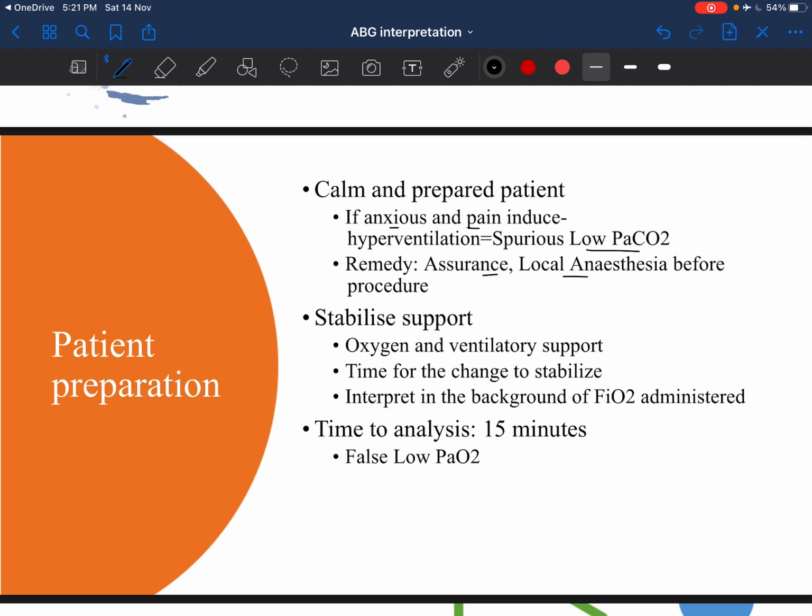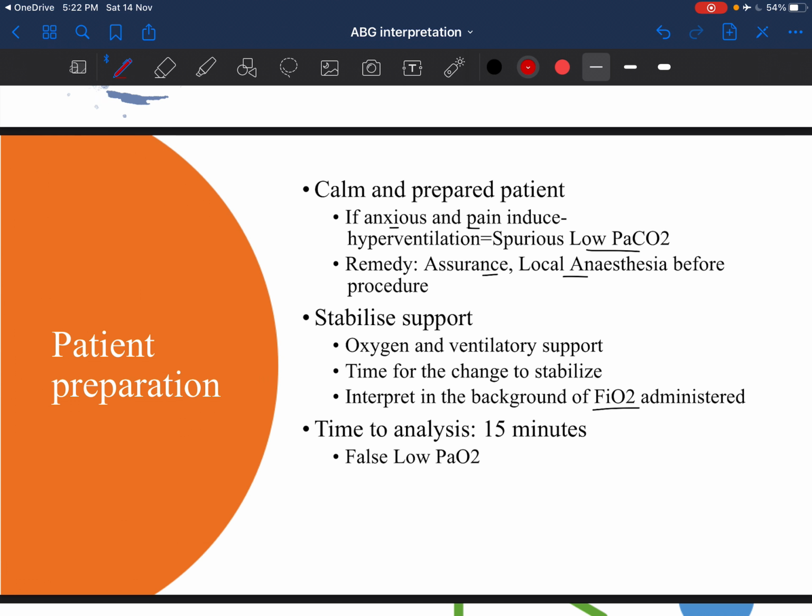Then stabilize the support. Suppose you are changing your ventilator settings and you want to know the effect. Wait for the effect to take place in the patient's system. We have changed the ventilator knobs, but that does not mean it will immediately reflect in the patient. So, wait for 15 minutes before you sample the patient to look at your oxygenation, ventilation or your acid base status. And always interpret in the background of the FiO2 administered.